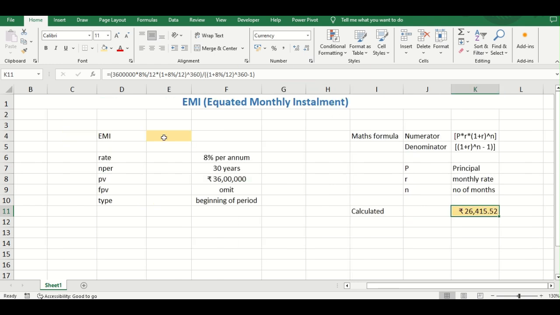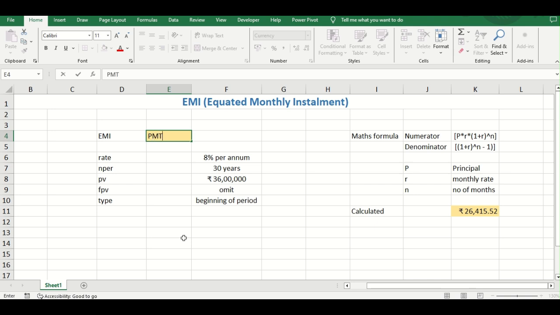Now in Excel you get a simple formula for calculating the EMI, where that formula is known as PMT. Okay, so for calculating EMI, PMT is the formula. So let us see. So equal to PM, you will see that PMT has started showing up, so you can press tab. Now the first thing which we have to give is rate. Then we have to give something known as NPER, then PV, then FV, and then the type. So we will come to all these things one by one.